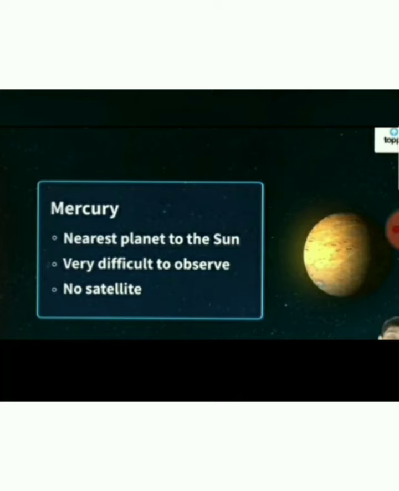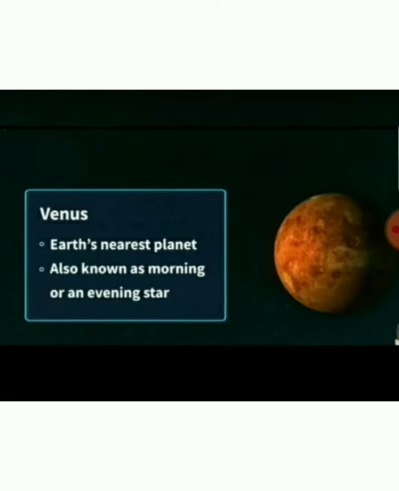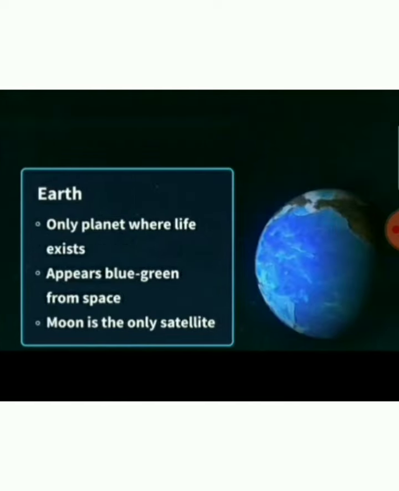Mercury is very difficult to observe and it has no satellite. The next planet is Venus, and it is nearest to the Earth. It is also known as the morning or evening star. So what is this planet known as? The evening or morning star. Then the next is our Earth, the only planet where life exists. It appears blue-green from space. The Moon is its only satellite. The Moon is our natural satellite.